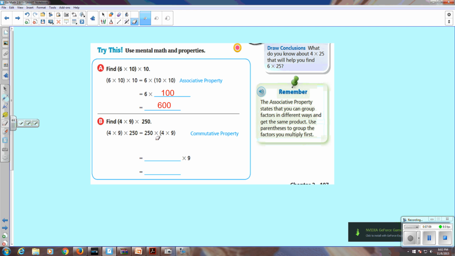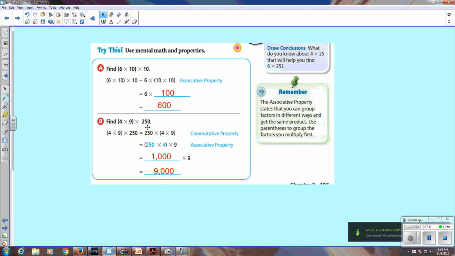Now, I'm going to use the associative property, and I'm going to switch my grouping. Instead of grouping the 4 and the 9 together, I'm going to group my 4 and 250 together. Because I know 4 times 25 is a basic fact. We already said it. 4 times 25 is 100. And if I have a 0 at the end, all I have to do is add it. So 4 times 250 is going to be 1,000. And now I could do 1,000 times 9 is 9,000.